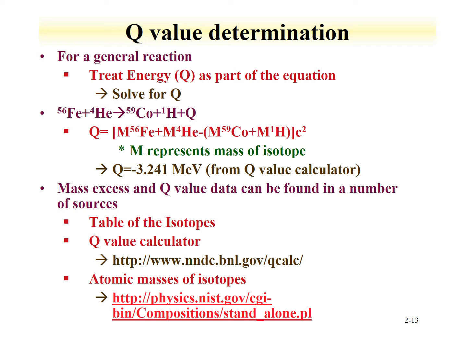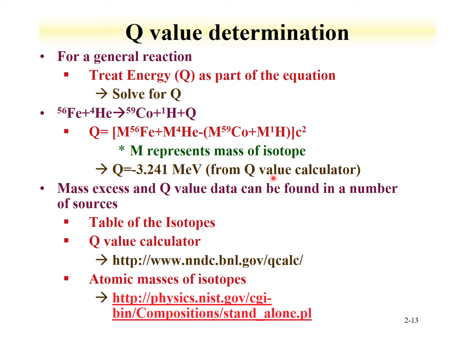Now we showed the Q value for specific reactions. Actually, you can determine the Q value of any reaction. Just treat the Q, the energy, as part of the equation and solve for Q. So for example, imagine this reaction where we have a target of iron and we hit it with helium-4, and cobalt-59 is made along with a proton. What's the energetics of that reaction? Well, we can write the Q value. It's the mass of the products minus the mass of the reactants, with mass times c squared making it into energy.